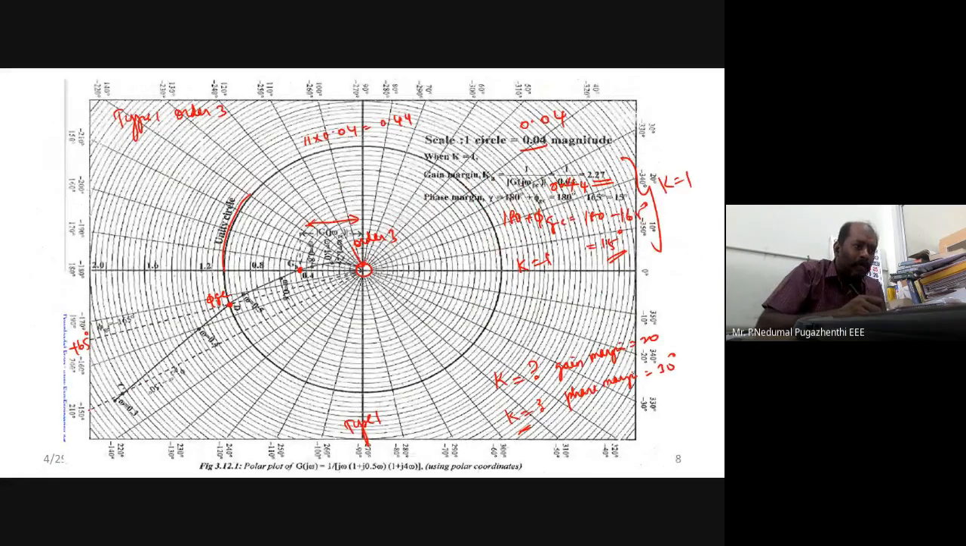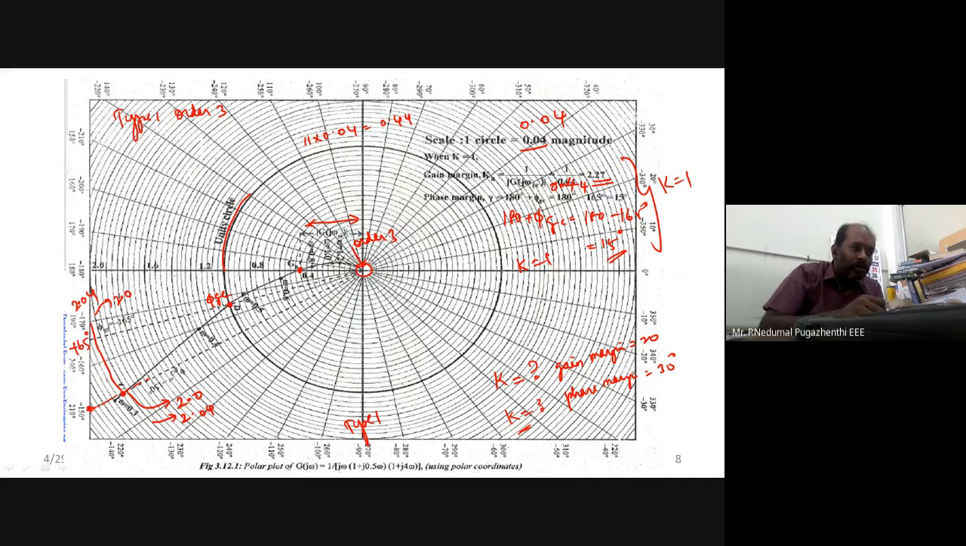I will try to find what minus 150 is. Here it is, minus 150. I will plot a line. It will cut my polar graph here. What is the magnitude of that? I am trying to trace the line along the concentric circle. What is the value? This circle is 2.0. So obviously this is going to be 2.04, because every circle has a 0.04 value. So if this circle is 2.0, then the adjacent circle is going to be 2.04.